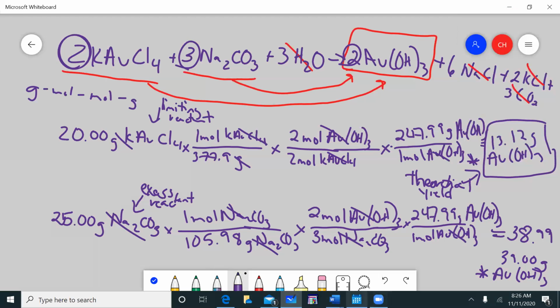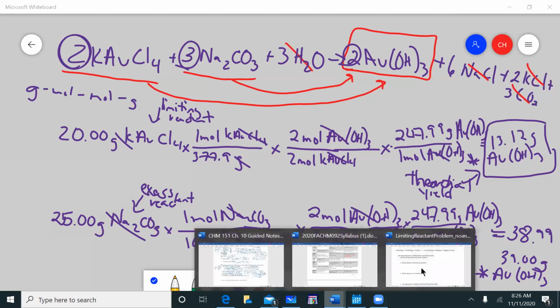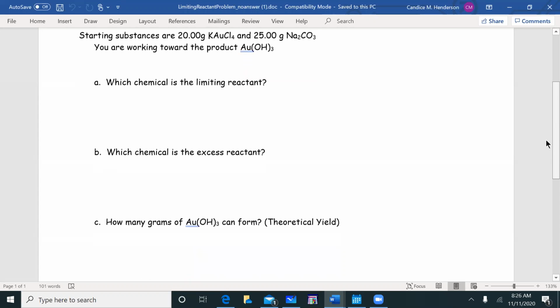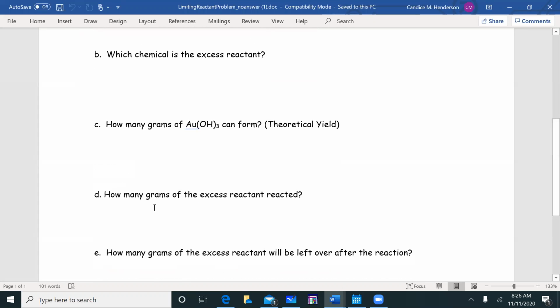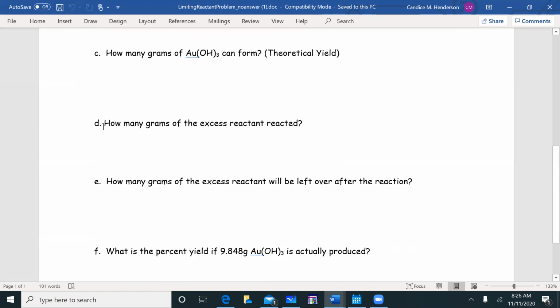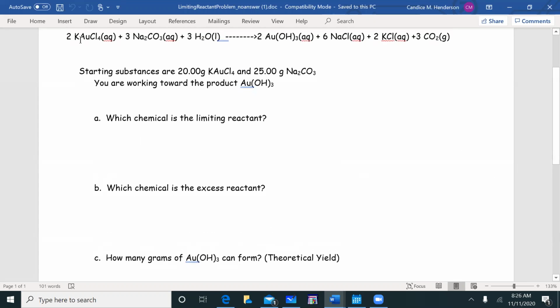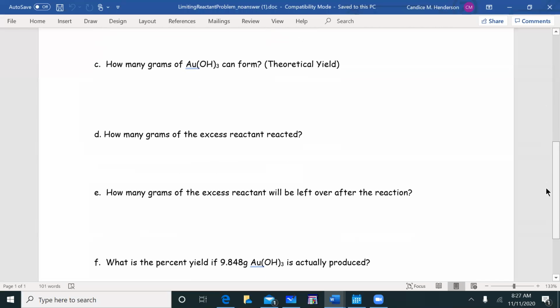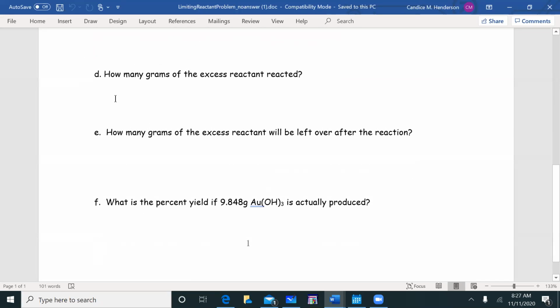Let's do some more on that page. There's a couple other things that I want us to work on. So this one goes a little farther. It says how many grams of the excess reactant reacted. We don't need to do that. How you would do it, you know what the limiting reactant is, right? So you'd go from grams of this into grams of this. And then to figure out how much reactant is left over from the excess, you would subtract it from its original amount. But we're not going to do D and E.